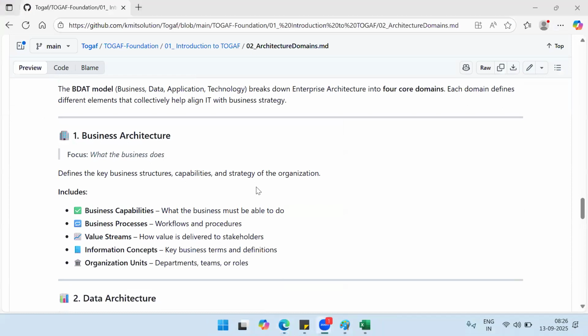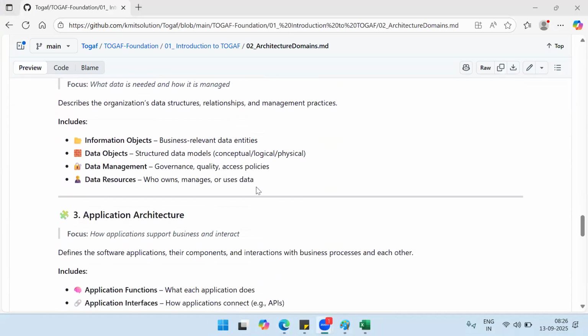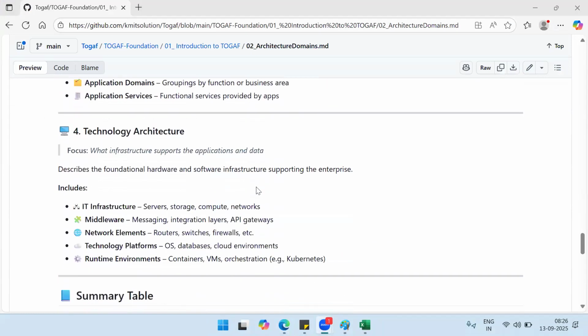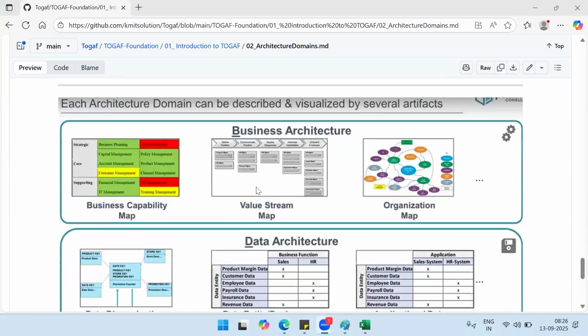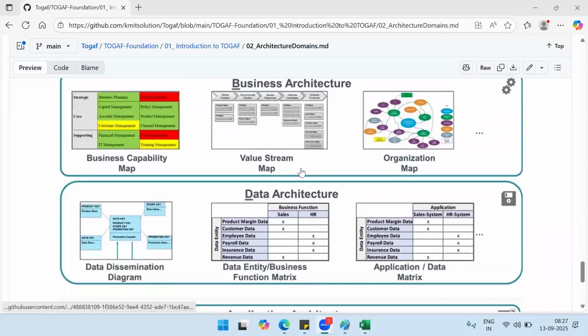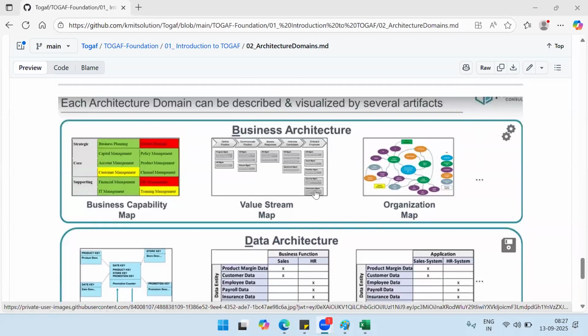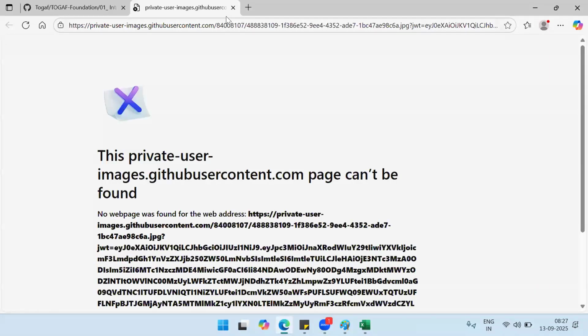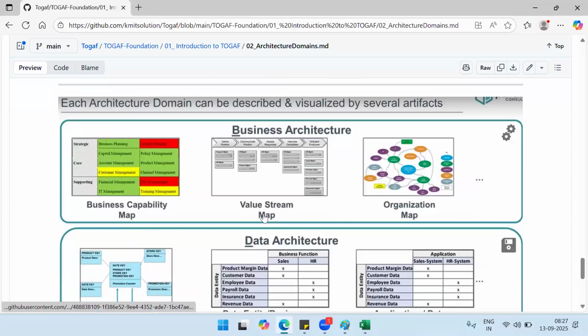All right, I'm back. Great. So I want to show you this diagram. Let us talk about this diagram. Here I'm trying to visualize how each architecture domain can be described and visualized using this diagram.